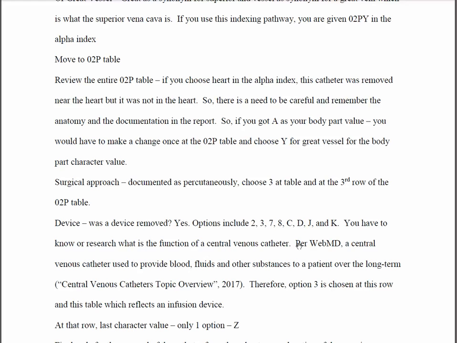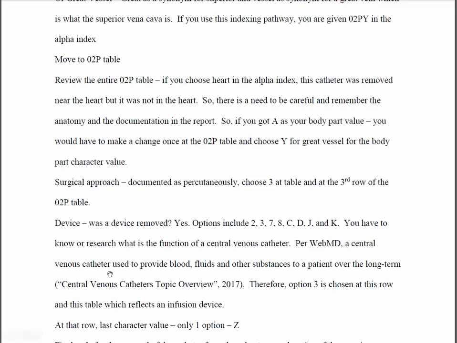You don't see central venous catheter there in those options. So you have to then either know what it is or you have to look up the information. In this case, you could go a variety of places. I went to WebMD just to give you an idea where you could get this information. You may know the information. You may have experience with this. Someone in your family may have had a central line, which is another term for venous catheter.